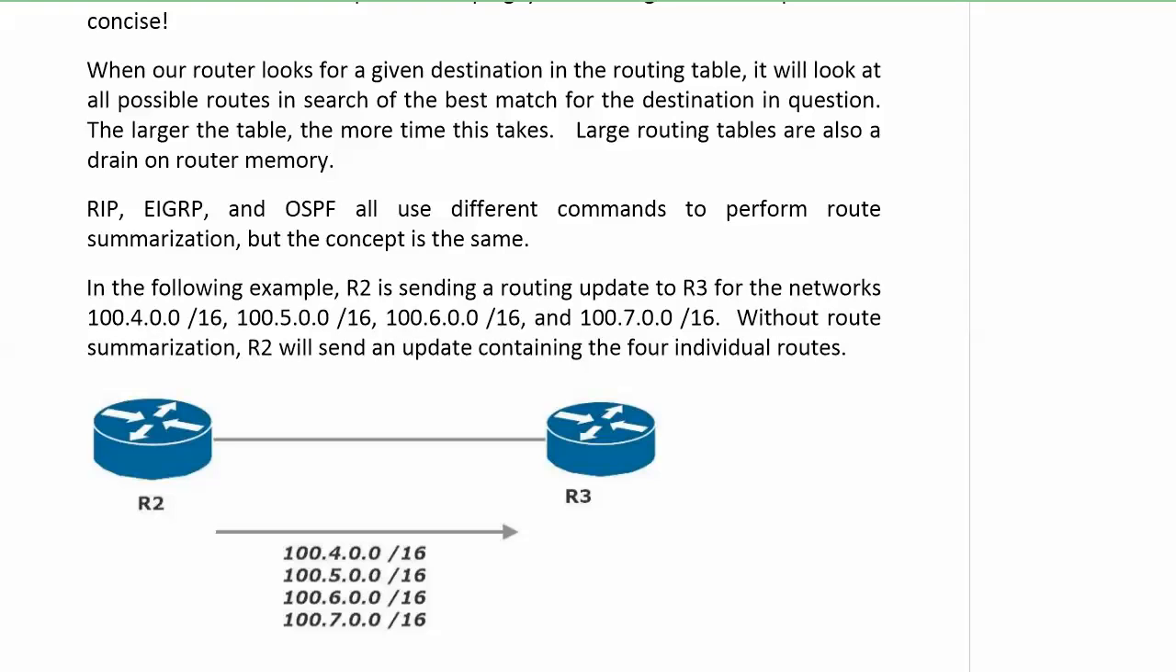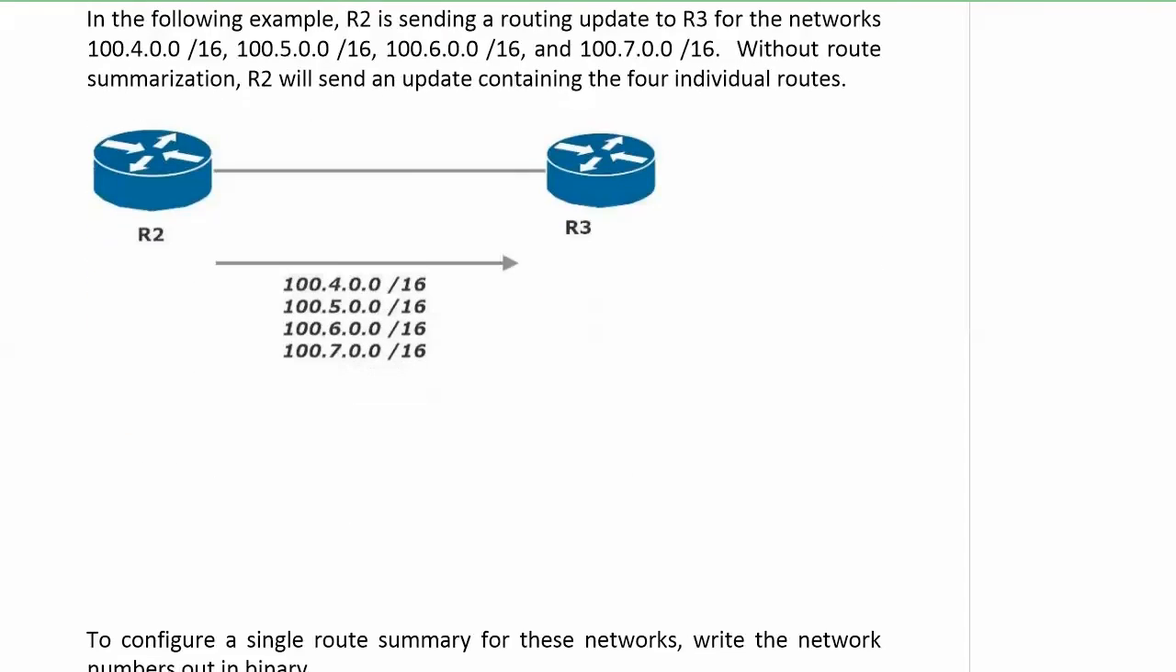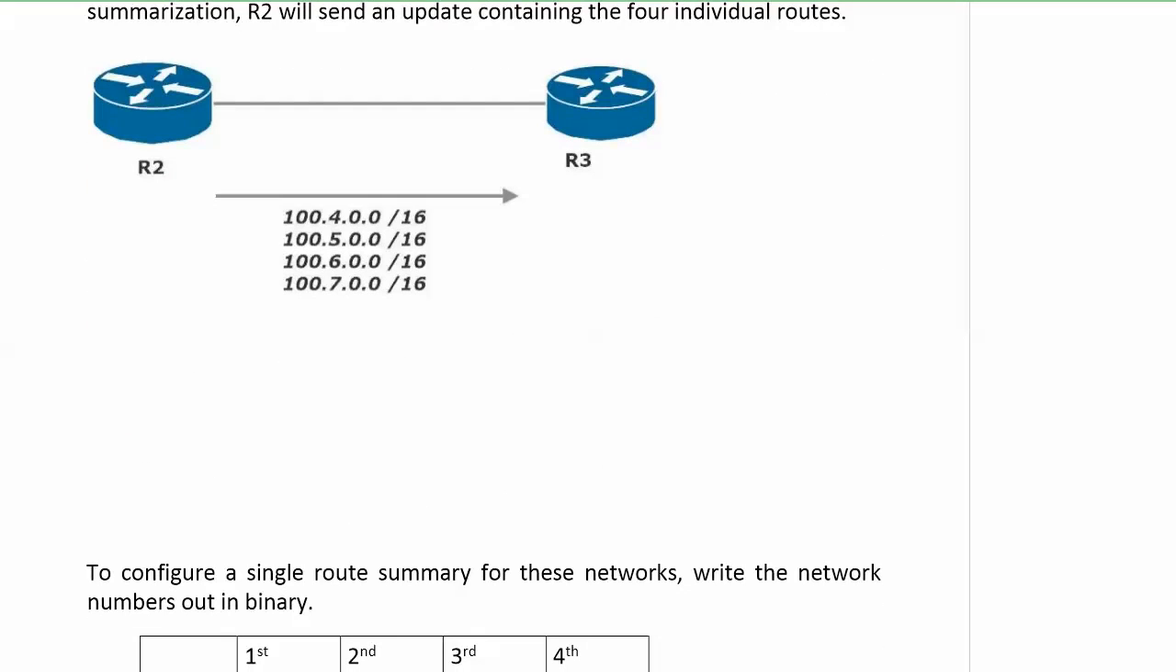When we summarize these, Router 3, as a result of getting a summarized update, will also have a more concise routing table, but still be able to reach everything that it needs to reach, because that's the key. When you're summarizing routes, it's not doing us any good to make the routing table more concise if we can't get to all the destinations we need to. So let's see exactly how we do that, because to configure a single route summary for these networks, or any networks you're ever given, write the network numbers out in binary.